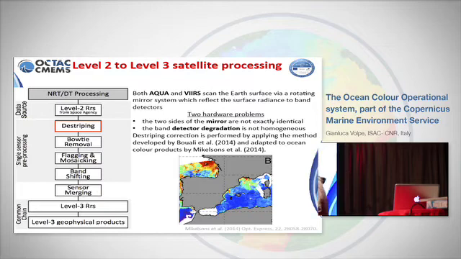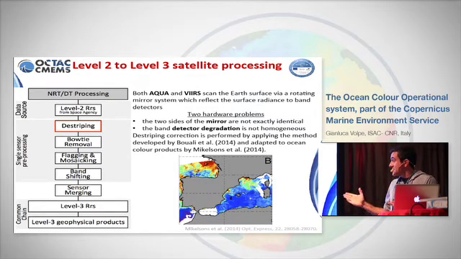Can you see them? Perhaps not so much, but still they're there. They give rise to the stripes because the two sides of the mirror are not exactly identical, and the detector degradation is not homogeneous.